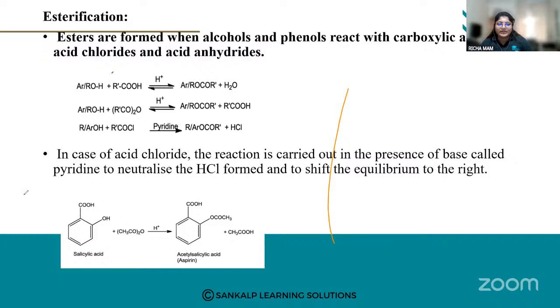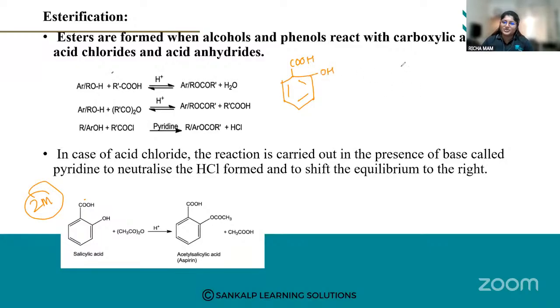Preparation of aspirin. They ask a question for 2 marks: how do you prepare aspirin? So aspirin is prepared by taking salicylic acid. Salicylic acid has a carboxylic acid and an OH. So how to prepare aspirin? React salicylic acid with acetic anhydride, CH3C=O, CH3C=O. So this is acetic anhydride, in the presence of acid.